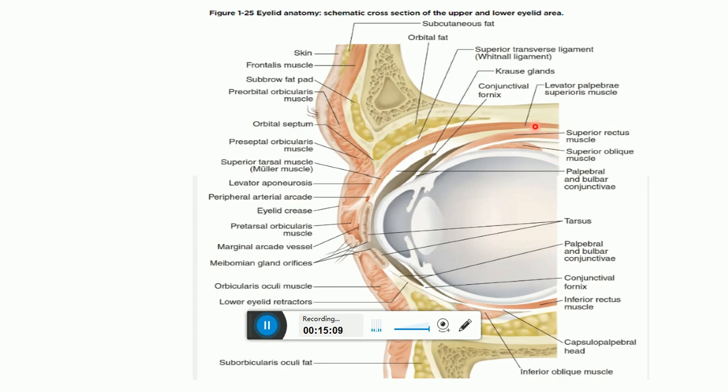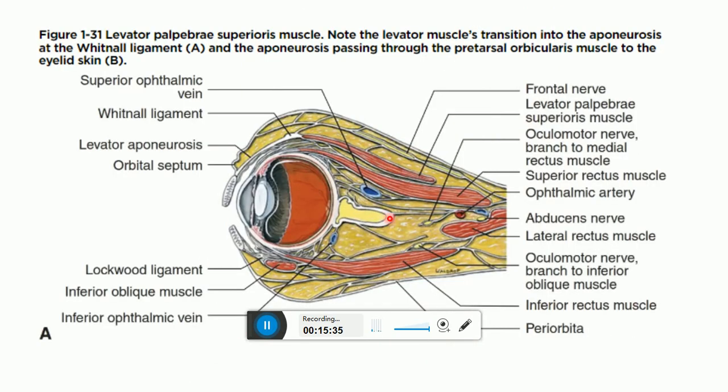The body of the levator muscle overlies the superior rectus muscle. This is the superior rectus muscle, and then the levator muscle travels anteriorly toward the eyelid. The muscle is 40 millimeters long, and the muscle is innervated by the superior division of cranial nerve 3. Here again you can see levator palpebrae superioris muscle.